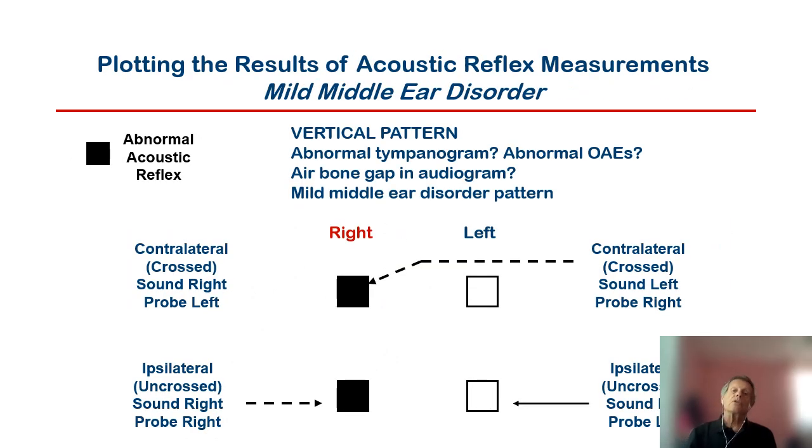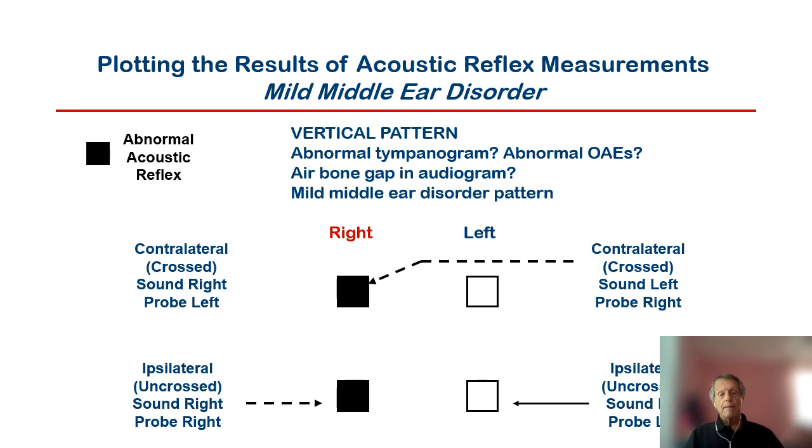Now, if the acoustic reflex is absent with the probe in one ear, whether it's the right ear or the left ear, then if there's no acoustic reflex under that condition, whenever the probe is in one ear, the reflex is not observed. Whenever the probe is in the other ear, the acoustic reflex is observed. Then the acoustic reflex is actually perhaps confirming mild middle ear disorder.